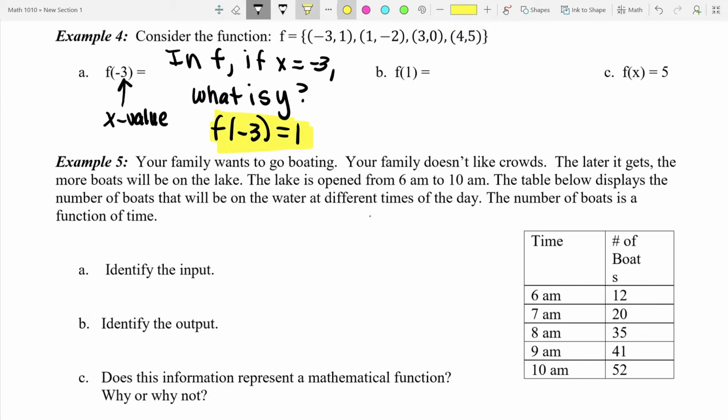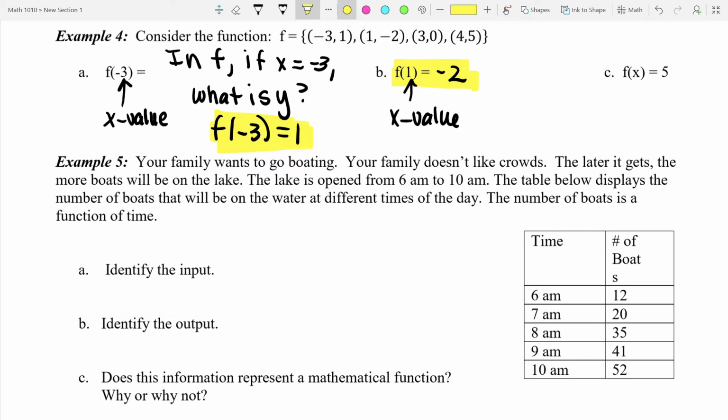Okay, let's do the next one. Draw an arrow to the 1. Tell yourself that's an x value. Then in your mind you say, well, I know they're saying if x is 1, then what's y? Everybody in the room, what's the answer? -2. You guys are awesome. Highlight it, and you're done.